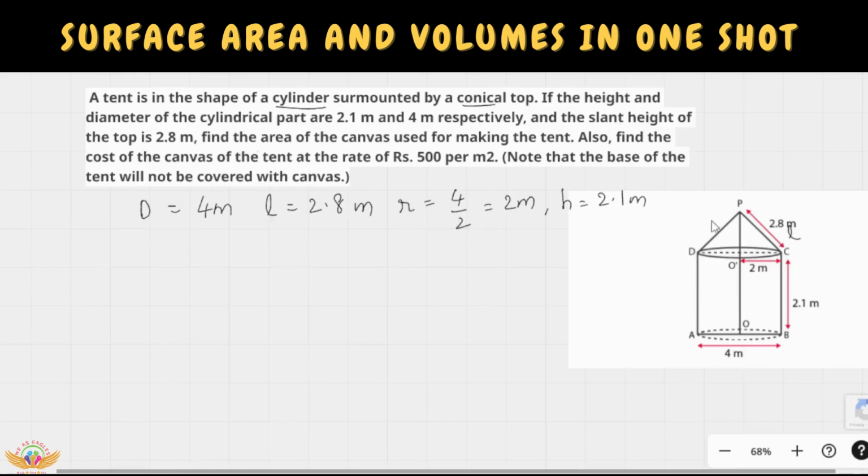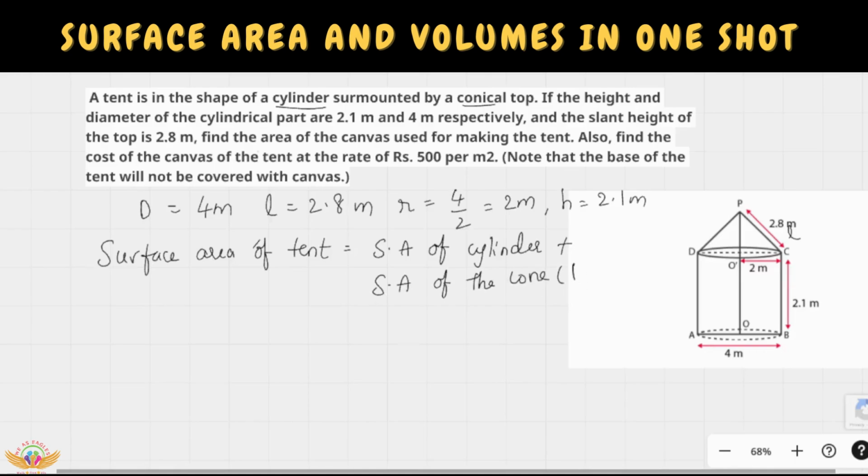What is the surface area of this complete tent? Surface area of tent is equal to the surface area of the cylinder plus the surface area of the cone, that is the top. When we add both the cylinder and the top, then we will get the total surface area.